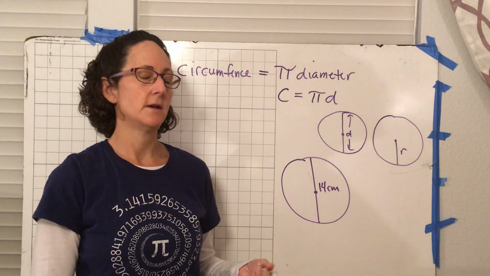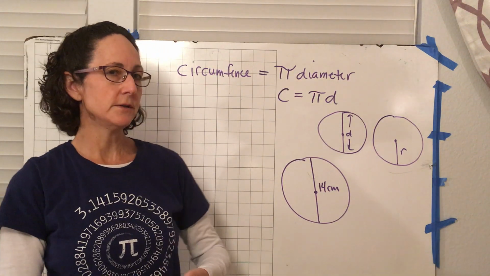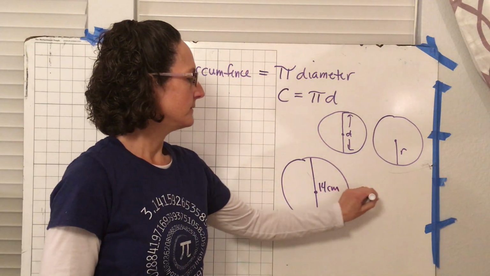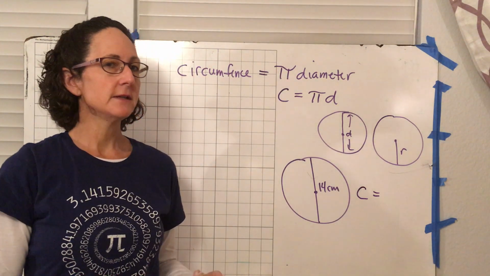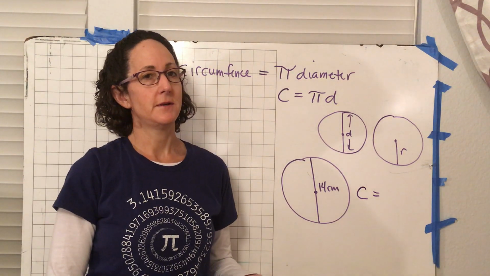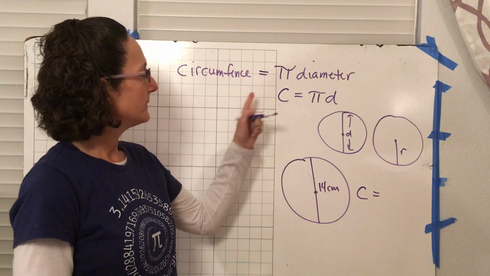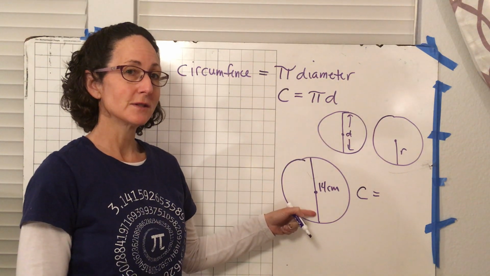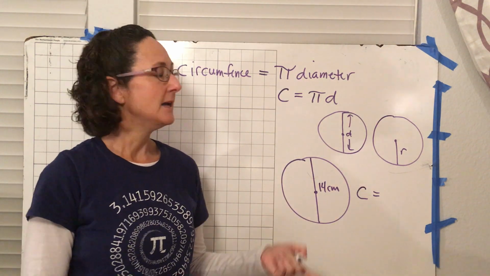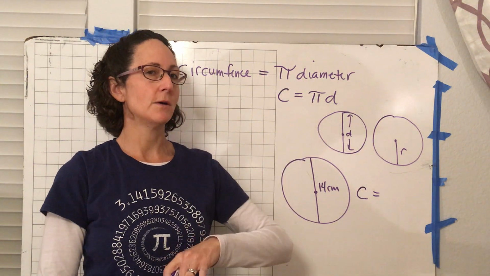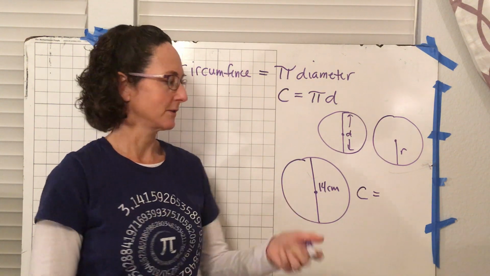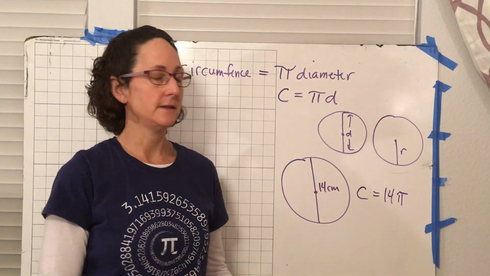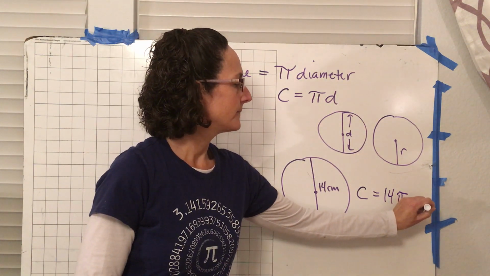On this homework, I'm going to ask you to write it two ways: rounded to a certain value, and exact. If I want you to leave it exact, that means leave it with the number pi in it. The formula says it's pi times the diameter. The diameter is 14, so you take 14 and multiply it by pi. Even though the formula says pi d, we almost always write the number first because it looks better. So the circumference is simply 14 pi. It's that easy. This is the exact answer.